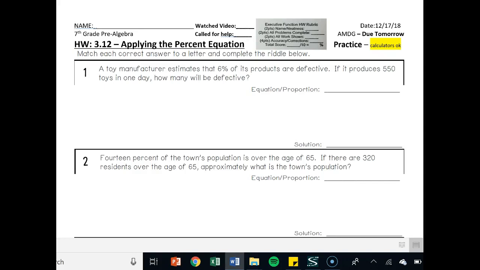Welcome to homework 3.12, applying the percent equation. Watch the video, you can check off there. Calculator's okay, it's due tomorrow.